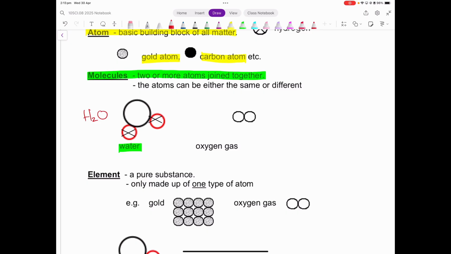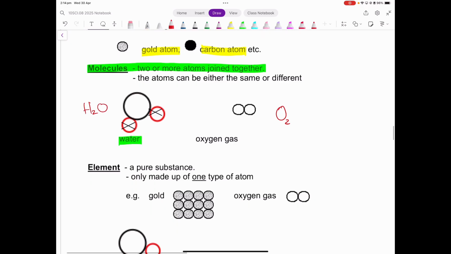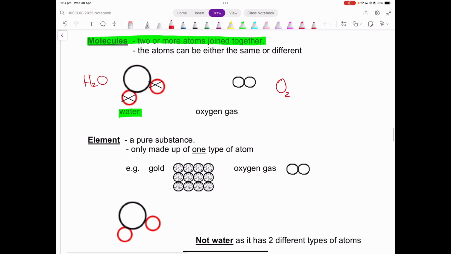3. Okay. We have 2 hydrogen atoms and 1 oxygen atom. So how many altogether? 3. What about over in oxygen gas over on the right-hand side? Oxygen gas is just O2. So how many atoms do I have in oxygen gas? 2. Good. Now, following on from molecules, we can have things known as an element.